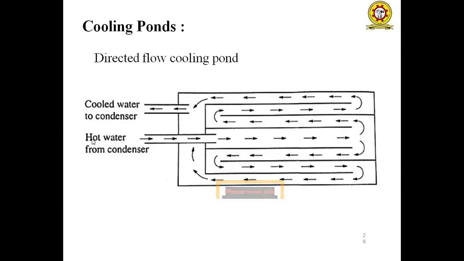It means the hot water coming from the condenser passes through these directions and the air passes from this direction. So the hot water passes from this direction, and there will be exchange of heat between them. The cool water is collected in this direction and is sent into the condenser.